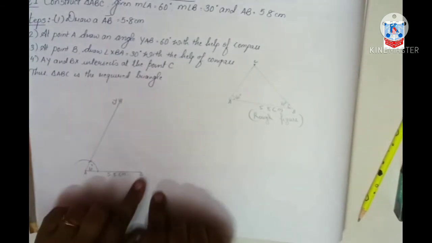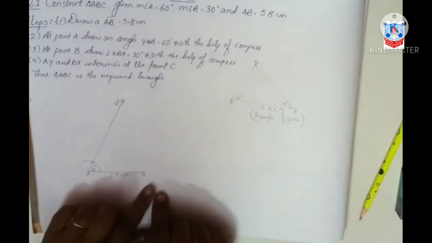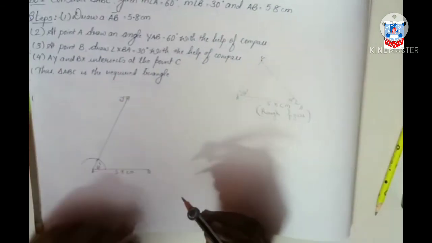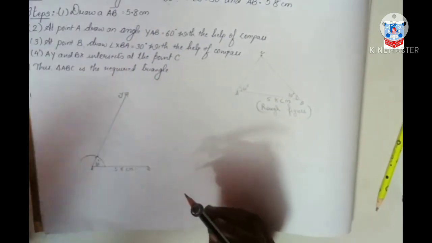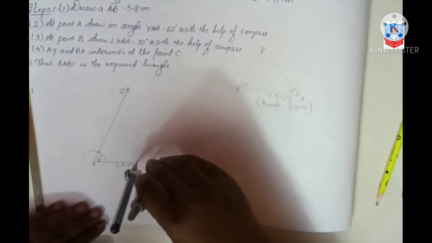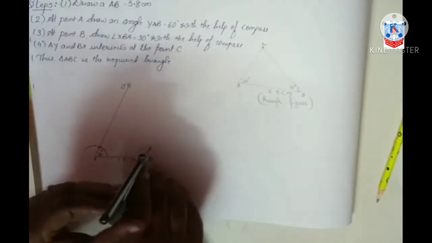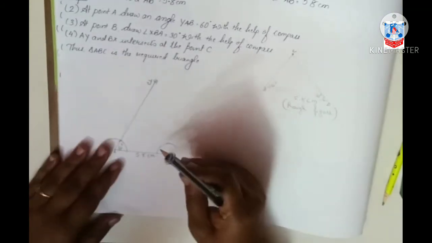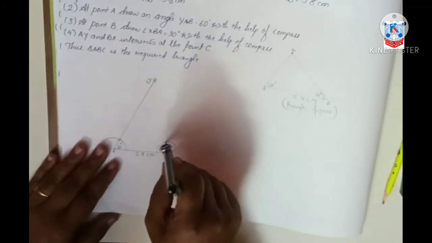Next, now measure angle B is 30 degrees. So what you will do? First you will draw 60 degree and then you will bisect it. Bisect means you will divide it. So first see an angle of 60 degree. Like this way you will draw. Now how to bisect it?